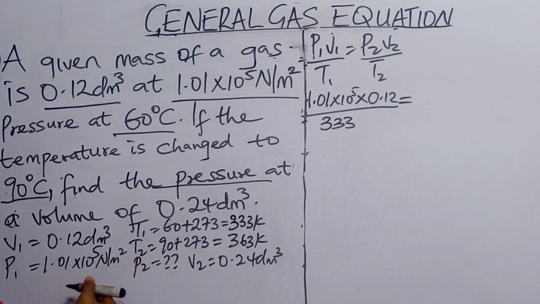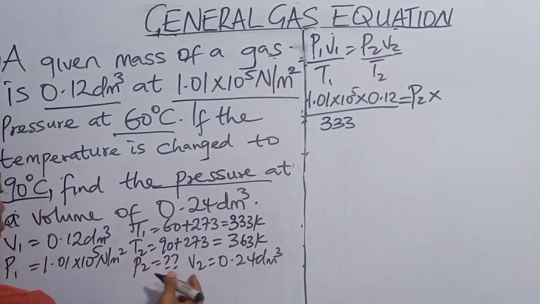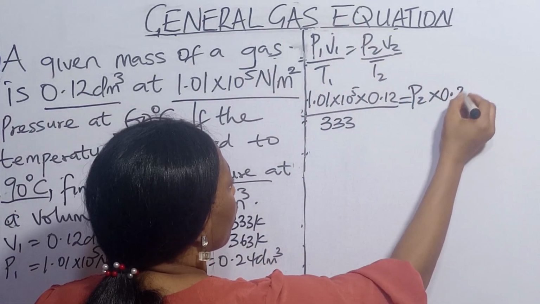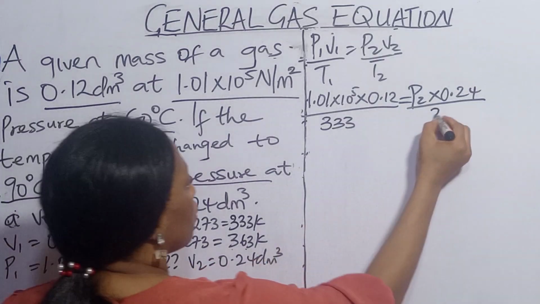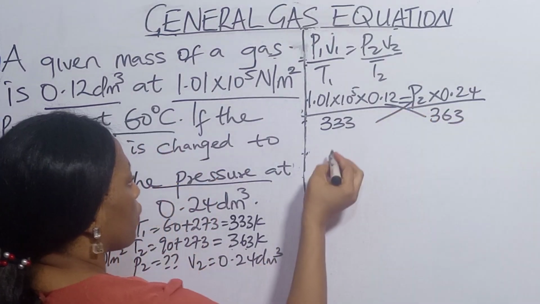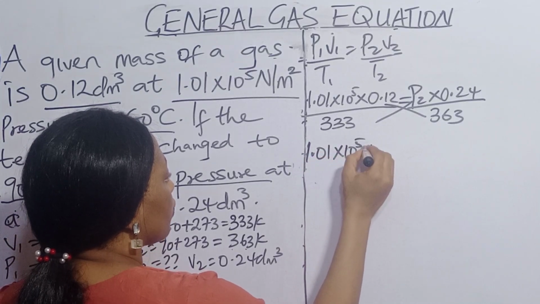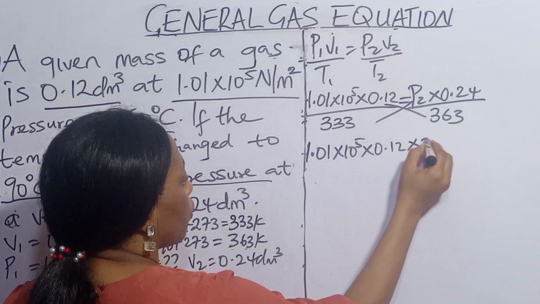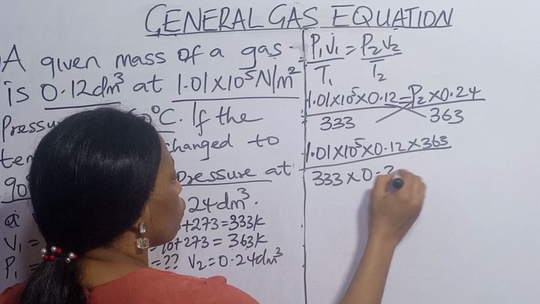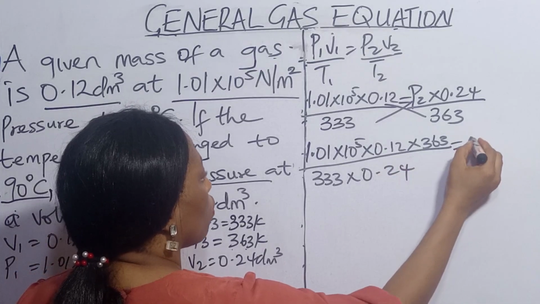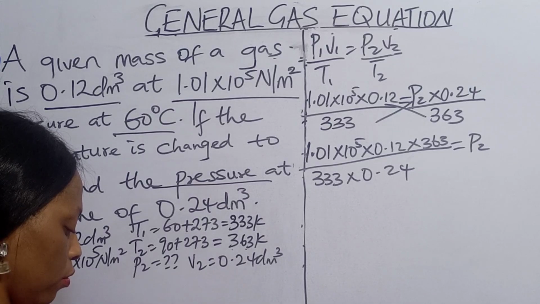What is the value of P2? P2 is what we are looking for, times V2. V2 is 0.24, divided by T2. T2 is 363. So you're going to cross multiply, and that will be 1.01 times 10 raised to power 5 times 0.12 times 363 divided by 333 times 0.24. So this is equal to P2.